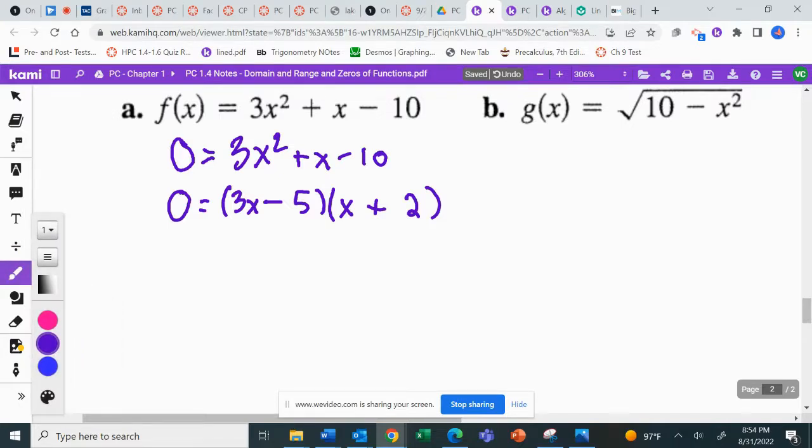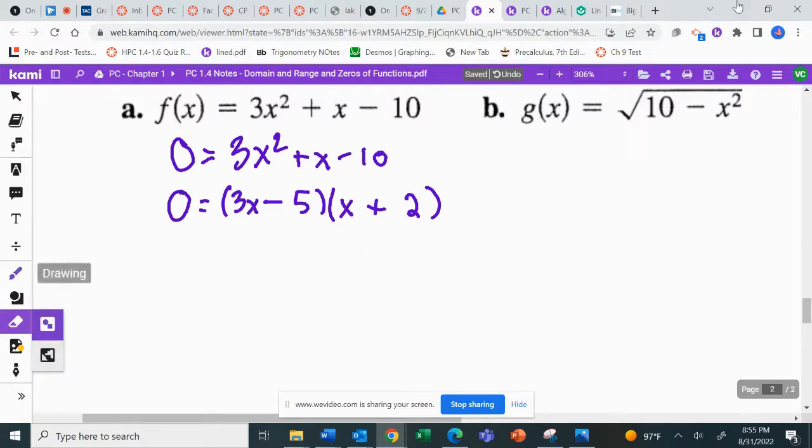When you solve an equation by factoring, it has to be equal to 0 to do this. Once it's equal to 0 and we factor it, we are trying to figure out if this 3x minus 5 equals 0, then it doesn't matter what x plus 2 is, because you have to multiply by 0. And we think about that a second way. If x plus 2 is equal to 0, it doesn't matter what 3x minus 5 is, because you multiply anything by 0 and you get 0.